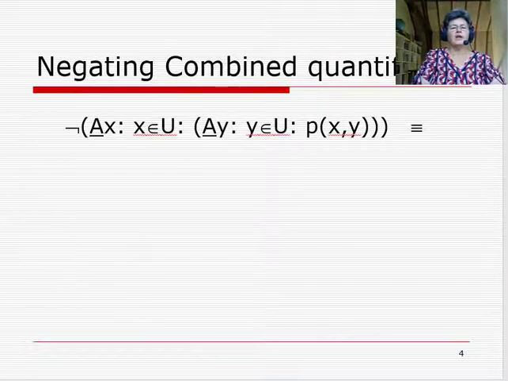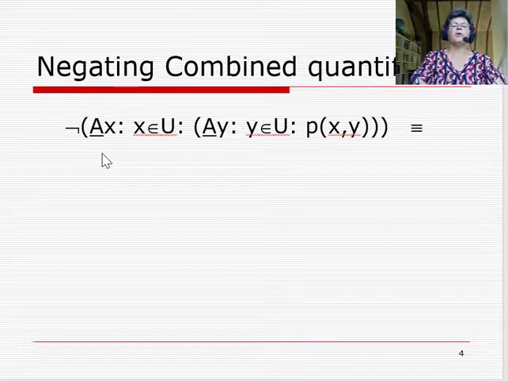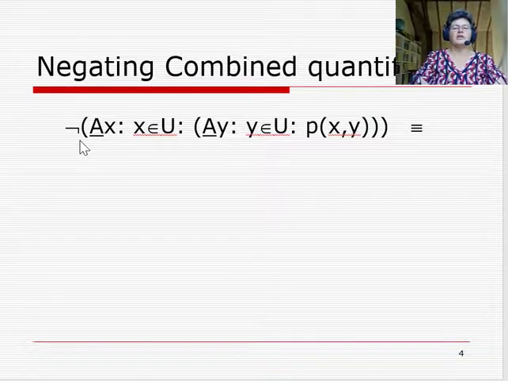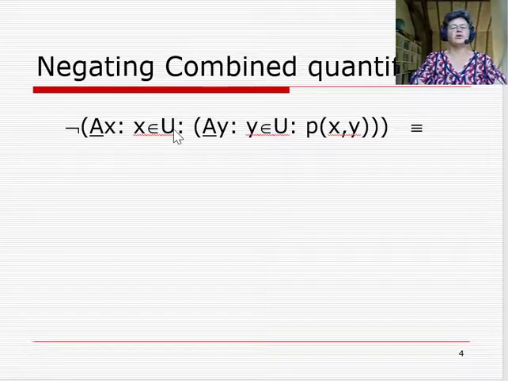We can also negate combined quantifiers, and let's just do it step by step. So here it says it is not true that for all elements from a specific universe, for all elements coming from a universe, and these two universes don't have to be the same, some propositional function, in this case p of x, y, applies.